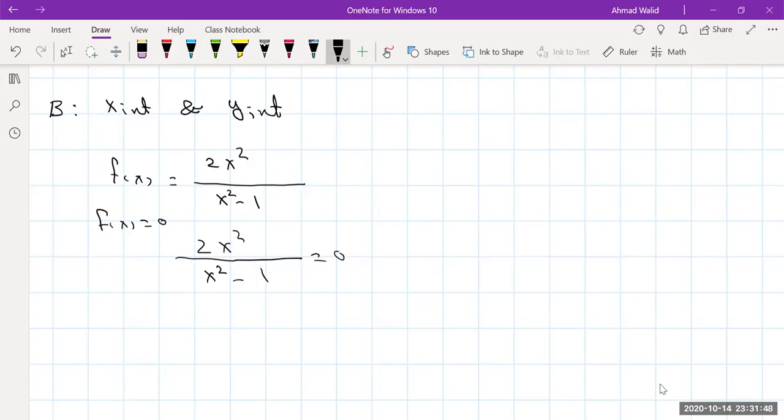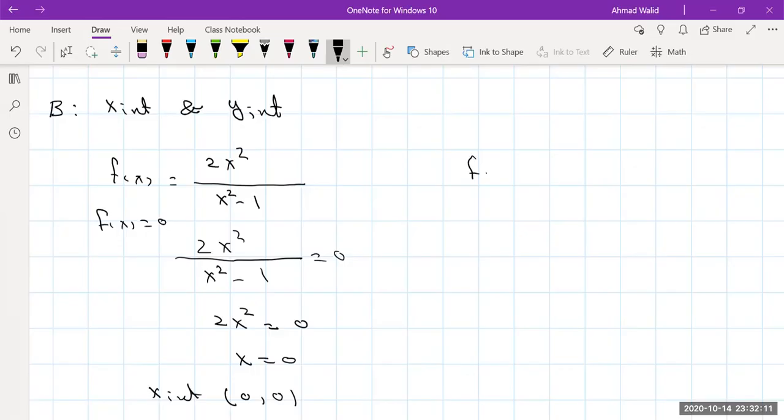Anyway, you are multiplying both sides by x squared minus 1. It means this one goes away. Then you can write 2x squared equals 0. It means x equals 0. Then where is my x-intercept? My x-intercept is at (0, 0). When y is 0, x is 0.